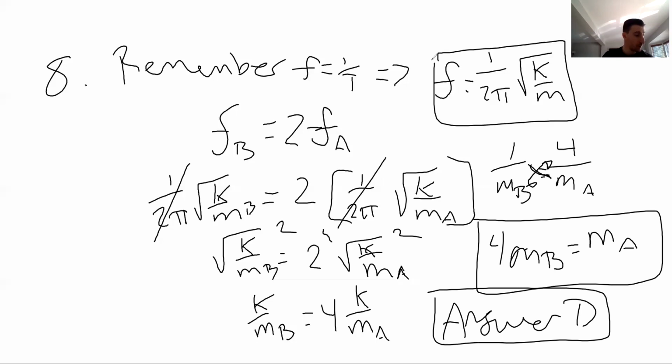Let's move on to number 9. It says, a pendulum in a clock increases in length slightly as a clock's temperature increases. How will this affect the clock's timekeeping ability?